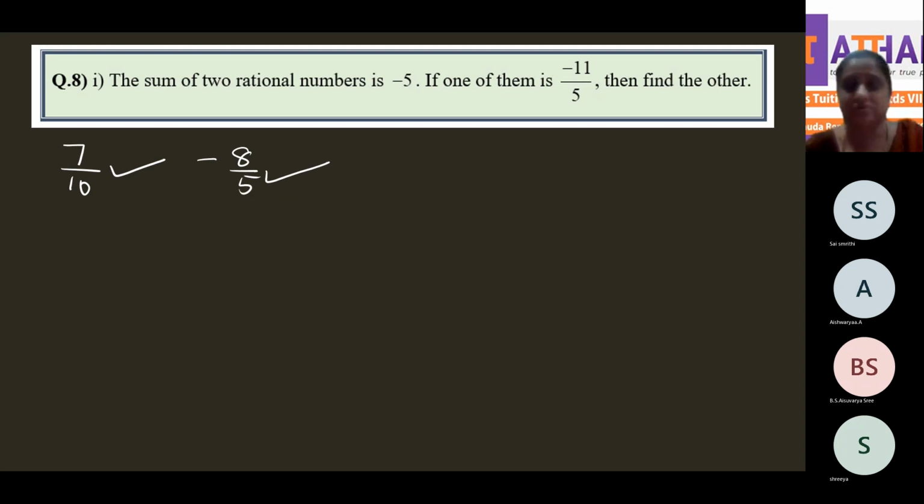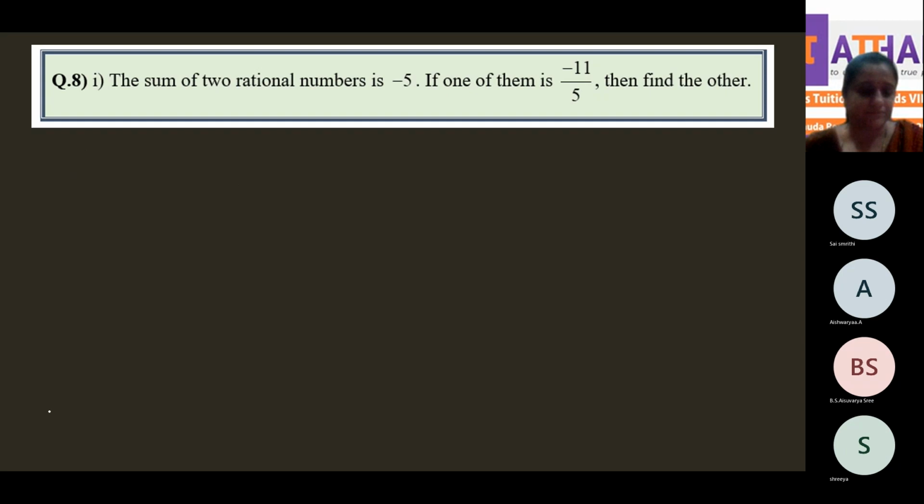Next one, Shreya. Tell me the final answer first. Shreya? 7 by 4. Sai Smriti, what is your answer? Ma'am, I got minus 9 by 5. Shreya, what's your answer? 7 by 4. Okay, then others, Aishwarya Shri? Ma'am, I got it as minus 9 by 5. Minus 9 by 5. Okay.